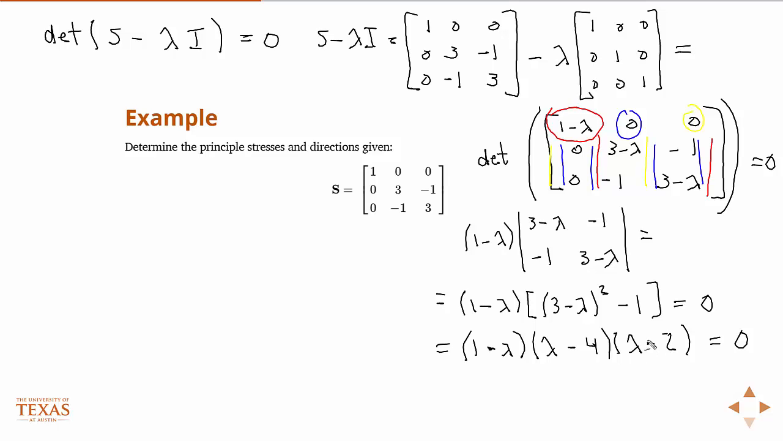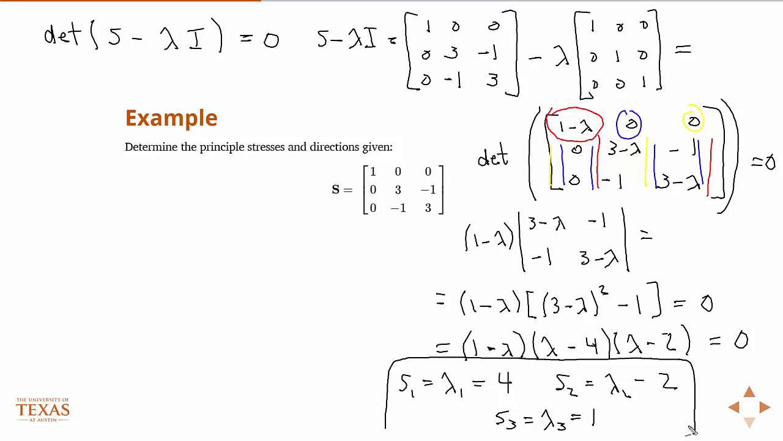So what are the eigenvalues? 4, 2, and 1, in that order. We typically want to order them when we're talking about principal stresses. So we'll say that S1 equals lambda 1 equals 4, S2 equals lambda 2 equals 2, and S3 equals lambda 3 equals 1. Everybody got that?